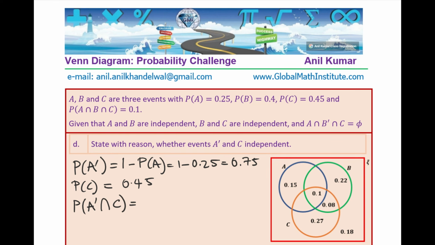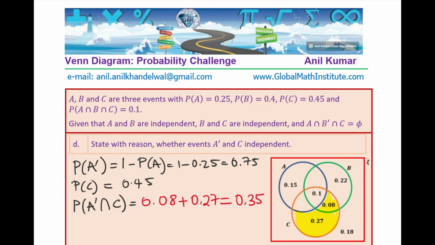Well, not A intersection C is given to us from the Venn diagram, right? So when we say not A intersection C, we are looking into what? We are looking into these portions, correct? Not A intersection C. So this portion here is equal to 0.08 plus 0.27, right? And 0.35, correct? So we get this probability from the Venn diagram.